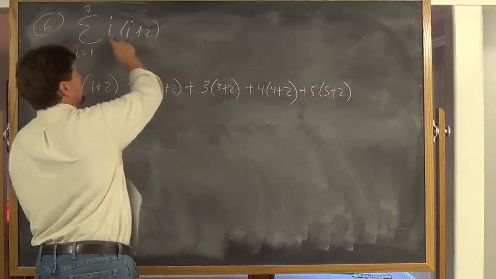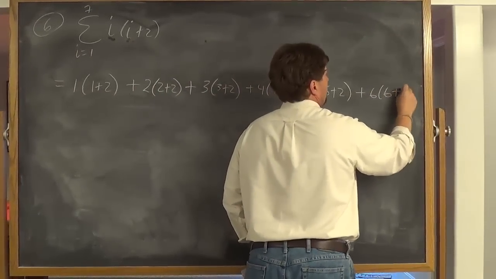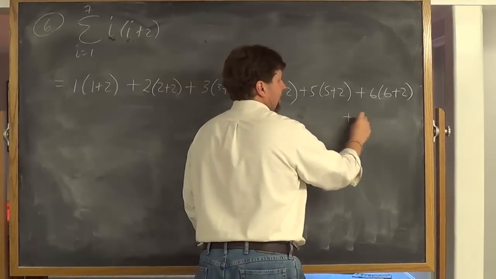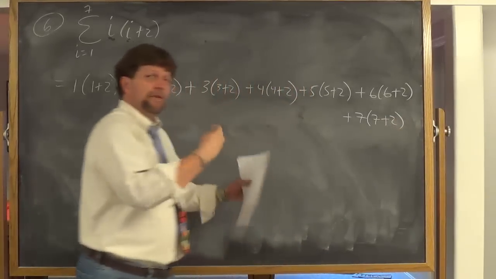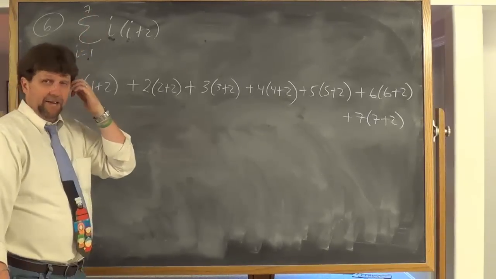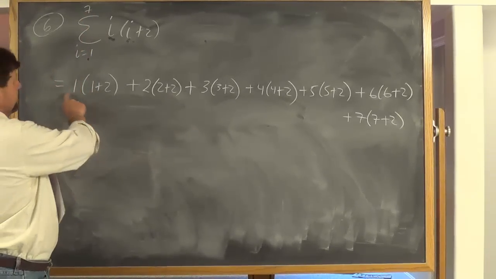Plus 6. The 6 has to go in for the i's. And I've run out of room, so I'll bring it down here. Put a 7 in for the i's, and that's where we stop, because we started at an i value of 1, and we stop at an i value of 7. So before I go further, let's make sure we see this.